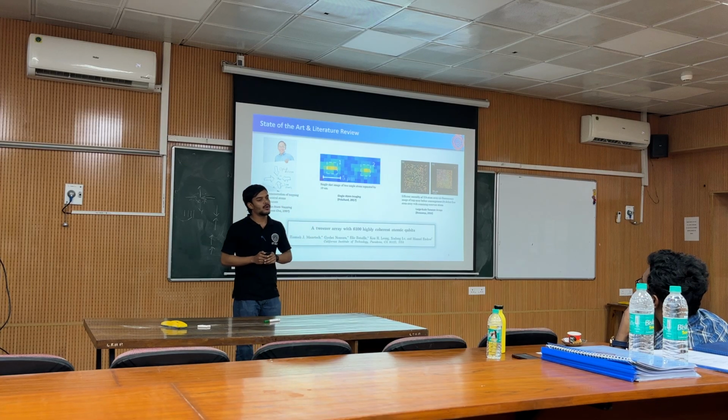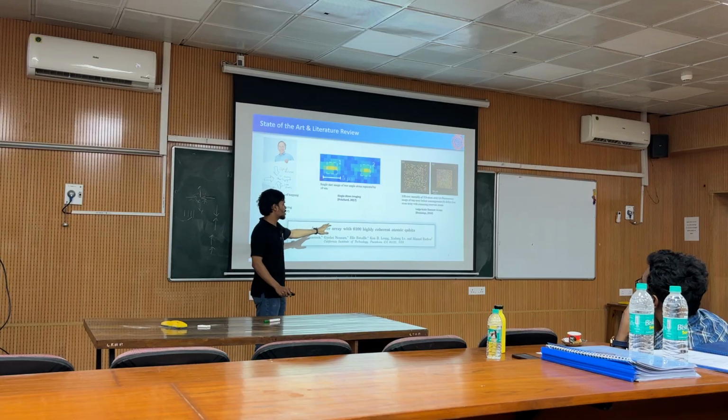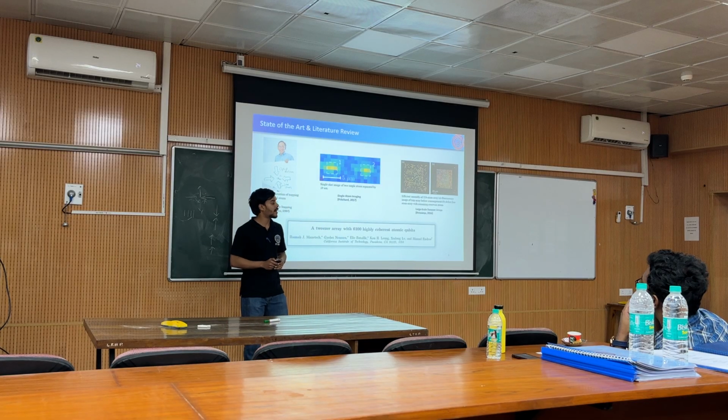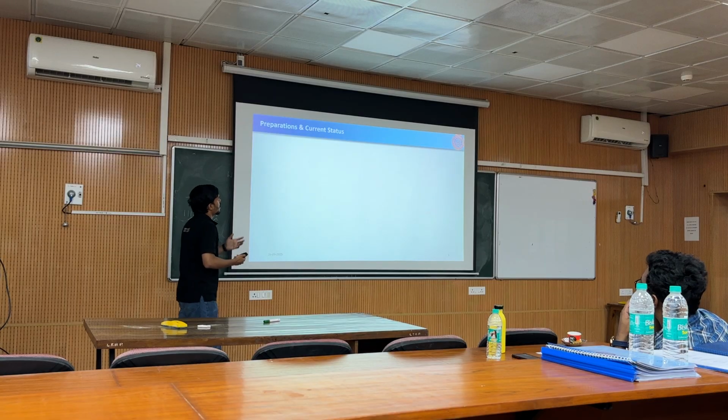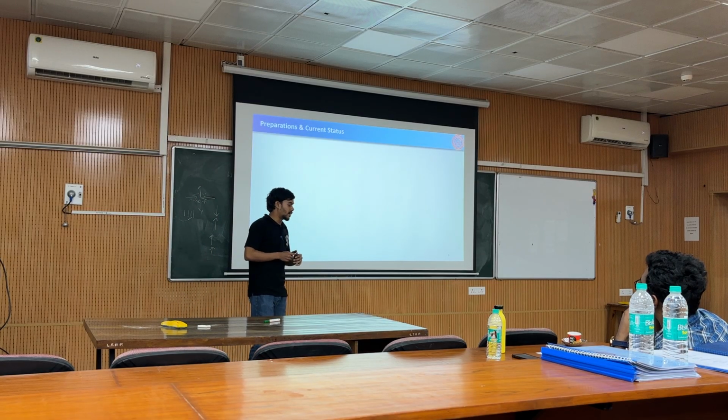It is from California Institute of Technology, and they are also claiming that right now we have control over 6100 highly coherent atomic qubits, which is very helpful for quantum computing applications. Now, what are my preparations and current status?